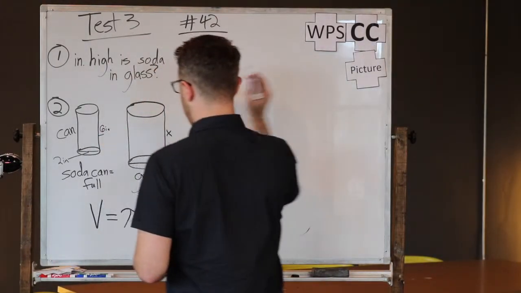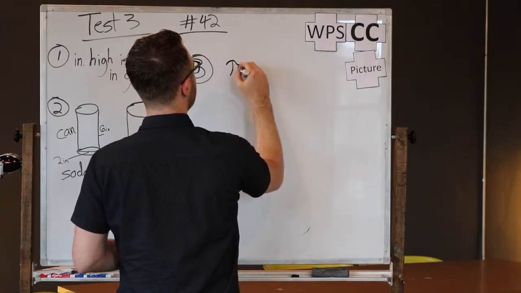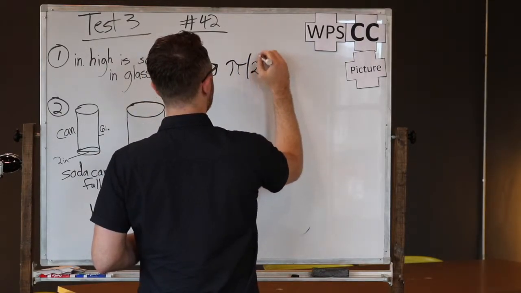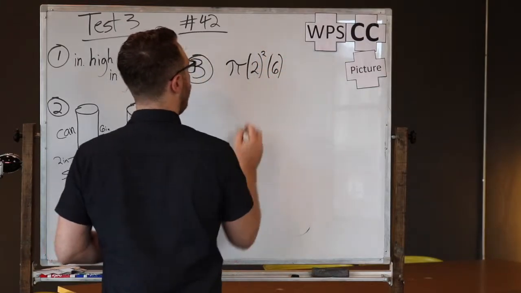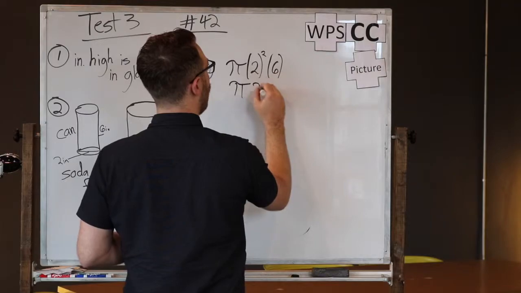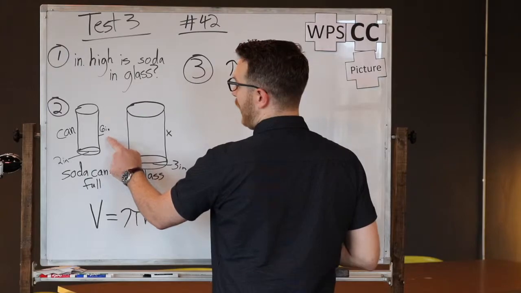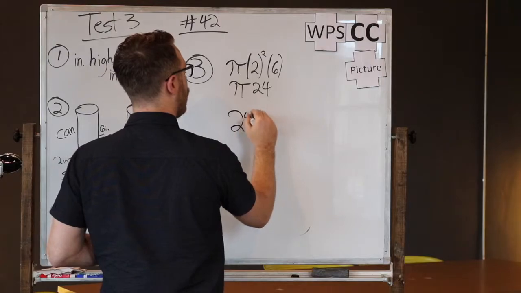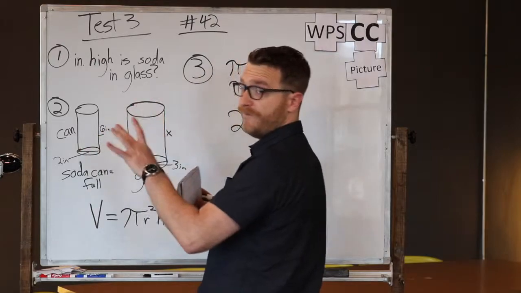So, the volume of the can will be pi r squared times height. So pi times 2 squared times the height, which is 6. So what am I going to end up with? I'm going to end up with pi, 4 times 6 is 24. So I'm going to end up with 24 pi is the volume of all the soda in the can. So what I'm going to do now is set up an algebraic equation. 24 pi, that's the volume of all the soda, because we know the soda can is full of soda.